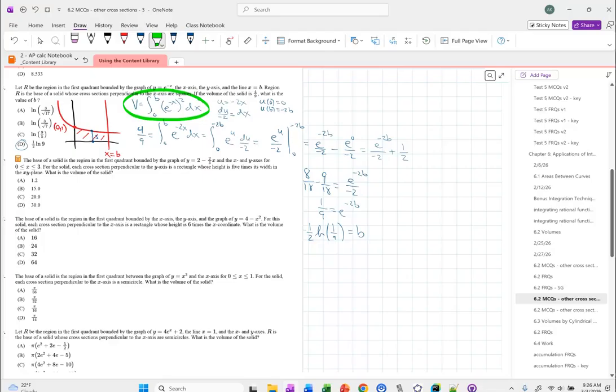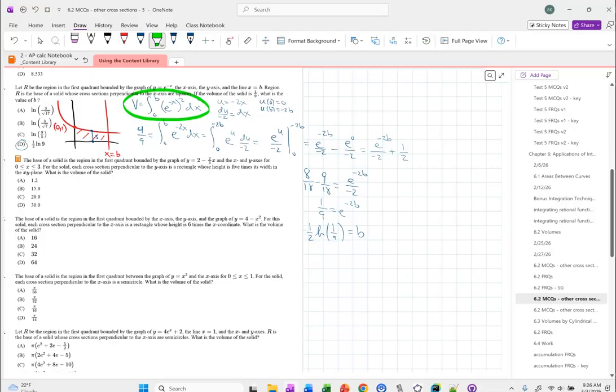I understand. But if you're able to get to here, that's great, right? That's what you're going to need to be able to do: get to the volume piece, get the setup correct. Yeah, I was confused about the bounds because it wasn't given, so I just didn't know what to do. Yeah, so drawing the picture really helps, right? Like that we're just slicing, so it's going from 0 to 8.